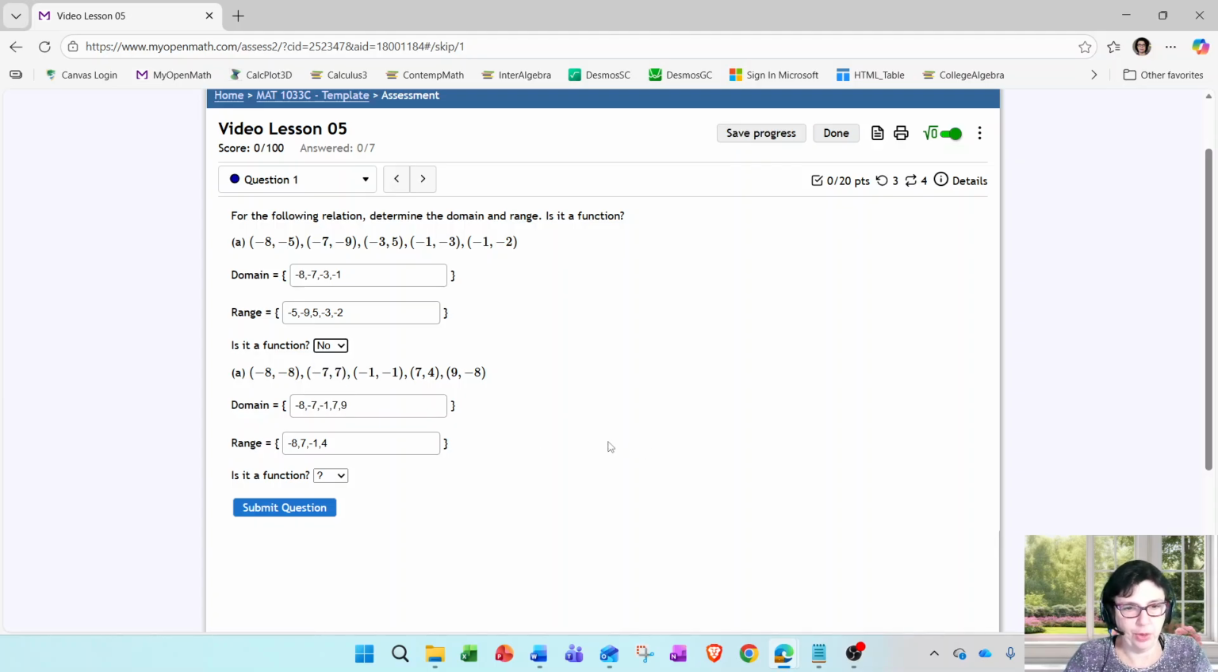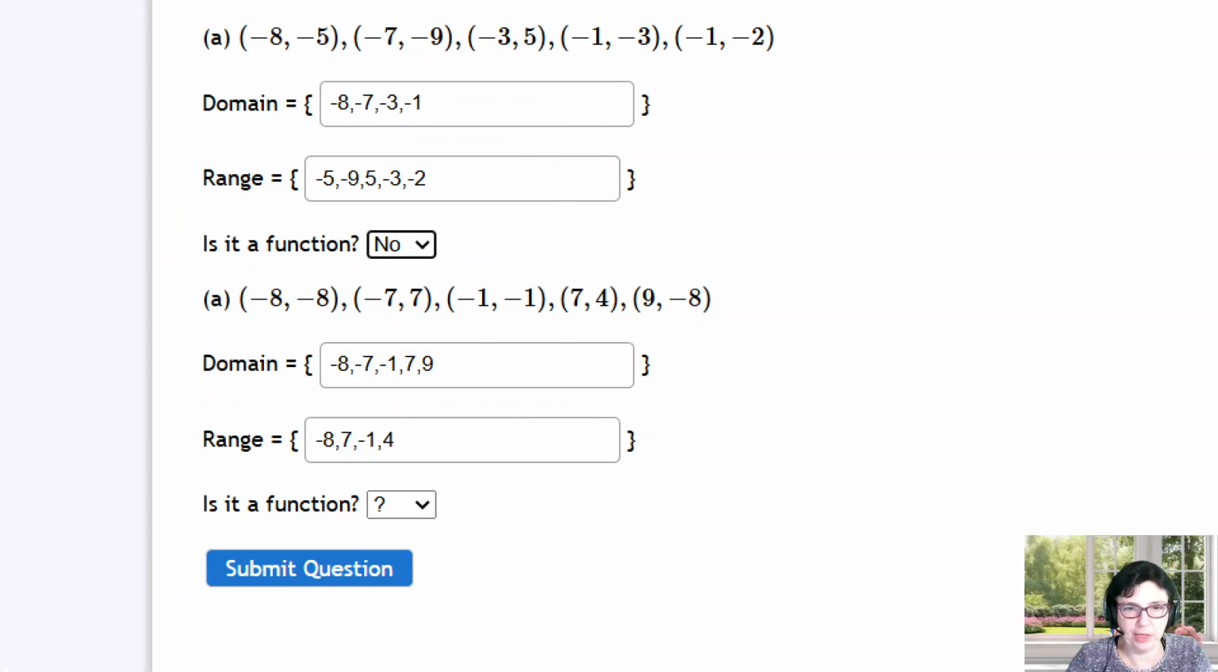Okay, now let's look at the next example. Here, do we see any x value that repeats? So remember, it's just the x values that cannot repeat for a function. So I can see -8, -7, -1, 7, and 9. Nothing repeats. So this is going to be a function.